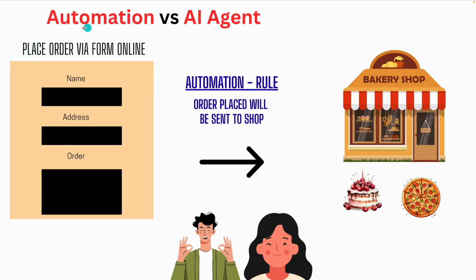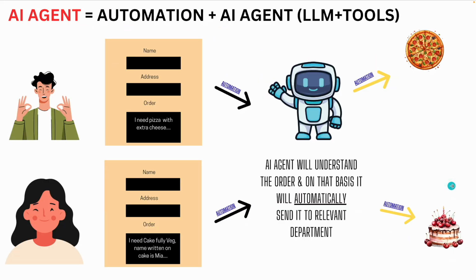So now we have thought about automation. Now let's compare that with the AI agent. In the case of an AI agent, it already has the automation system, plus it also has the AI agent, which is LLM plus tools. So you remember the robot we have kept. This AI agent has the capability of a brain, like a human has a brain.